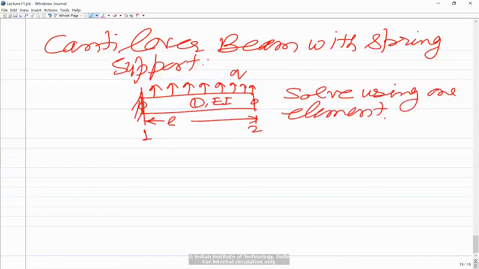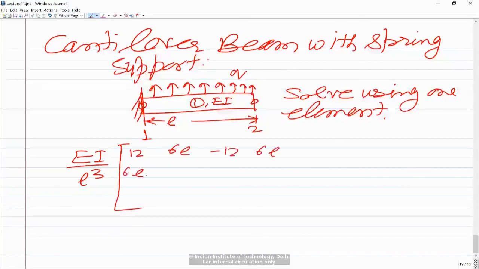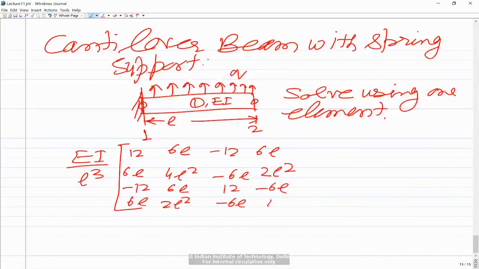Because it's one element, the assembled system is also going to be the same as the element level governing equation. So the stiffness matrix is going to be the same: 12, 6L, minus 12, 6L. We are assuming that EI is constant along the length of the element. Then 6L, 4L square, minus 6L, 2L square, and then minus 12, 6L, 12, minus 6L, and then you have 6L, 2L square, minus 6L and 4L square. Because it's only one element, the assembled system and the element level governing equation are the same.